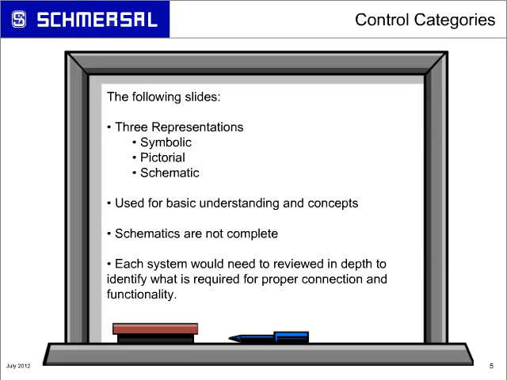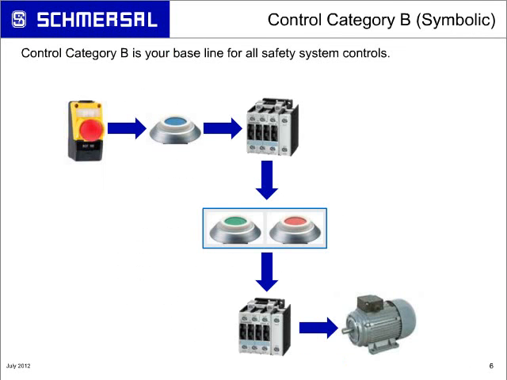So the first system we're going to look at on the symbolic representation is a control category B. That's your starting point. It's a very simple system. It's just a single channel, unmonitored type of system. When you look at the flow right there, you have your E-stop button. When your E-stop is pulled out, you have the ability of hitting a reset button to re-enable your circuit through a relay or contactor. And then you can perform your normal start-stop on a motor starter, a drive, an enable, whatever is needed inside that particular machine. So it's just a single path, a single channel of wiring when doing that.